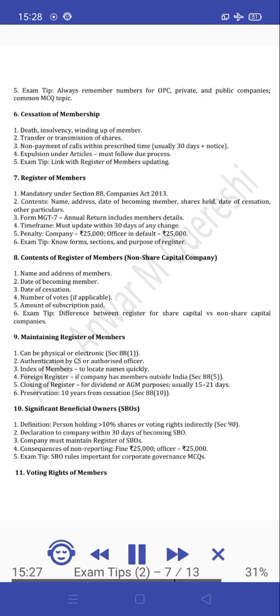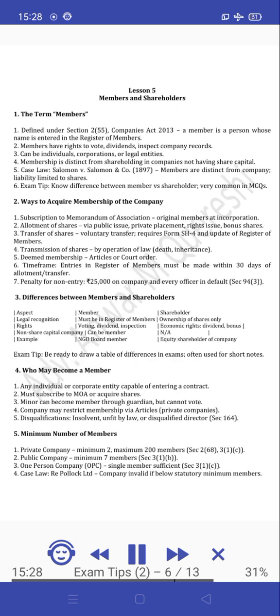Lesson 5. Members and shareholders. 1. The term members. 1. Defined under Section 255, Companies Act 2013. A member is a person whose name is entered in the register of members. 2. Members have rights to vote, receive dividends, and inspect company records. 3. Can be individuals, corporations, or legal entities. 4. Membership is distinct from shareholding in companies not having share capital.